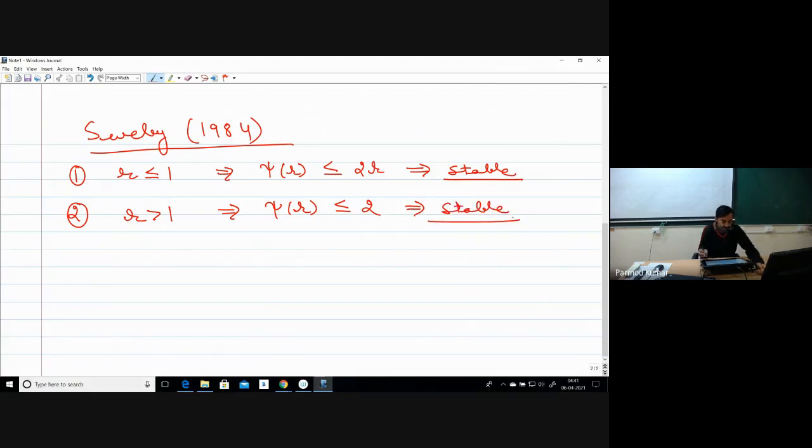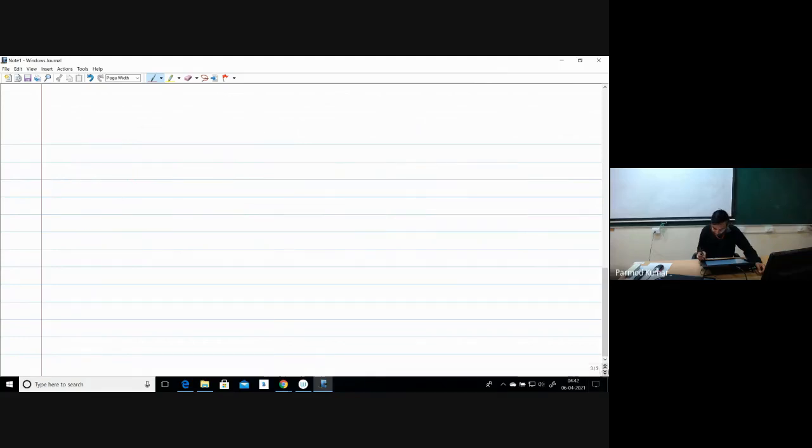Considering Sweby's conditions, if we apply them on our r-psi diagram, we will find some portion of the diagram where our solution is stable. If these conditions are not met, then obviously the solution will not be stable. So let me now plot these conditions on the r-psi diagram.